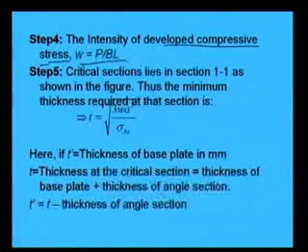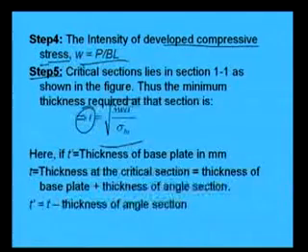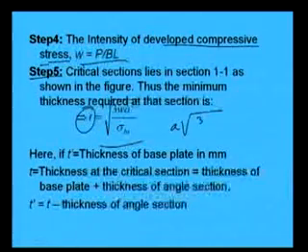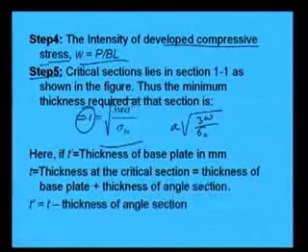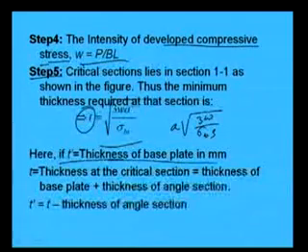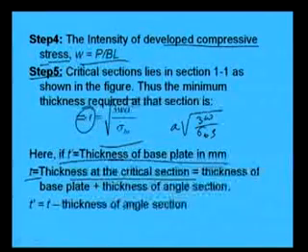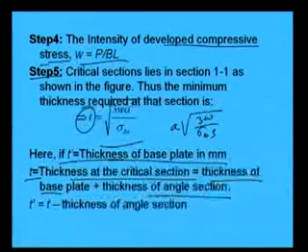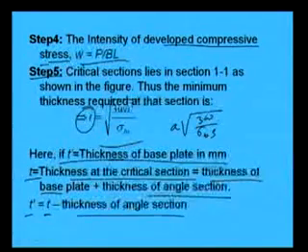In step 5 we can find out the value of minimum thickness required at the critical section. At the critical section, as we know, we can find this value as A into square root of 3W by sigma bs. Now, if T dash is the thickness of the base plate and T is the thickness at the critical section, which is thickness of base plate plus thickness of angle, then T dash will become T minus thickness of angle. So, in this way we can find out the thickness of base plate.